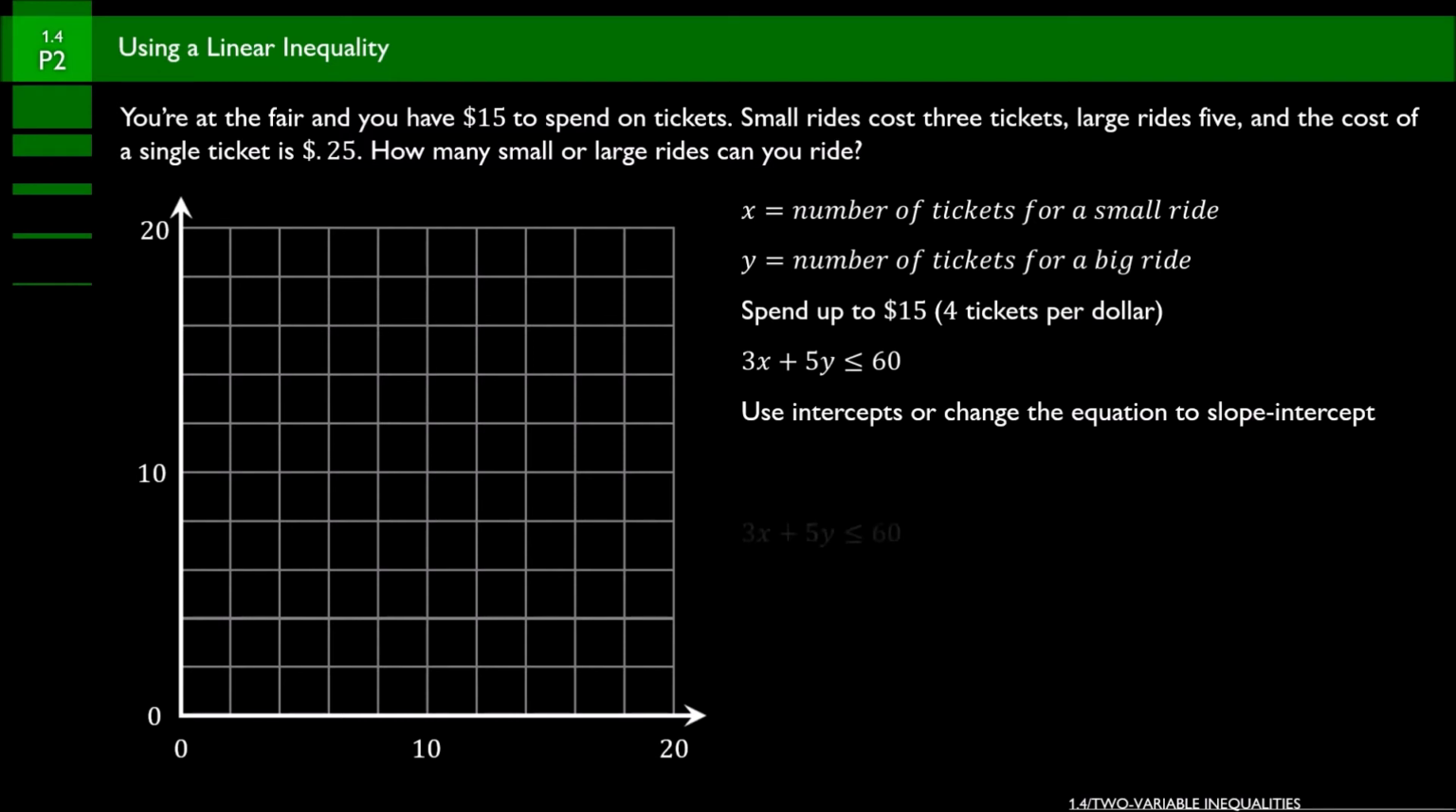So we're going to take 3x plus 5y is less than or equal to 60. We're going to subtract the 3x over. Once we've subtracted the 3x over, then we're going to divide everything by 5. That leaves us with y is less than or equal to -3/5 x plus 12.